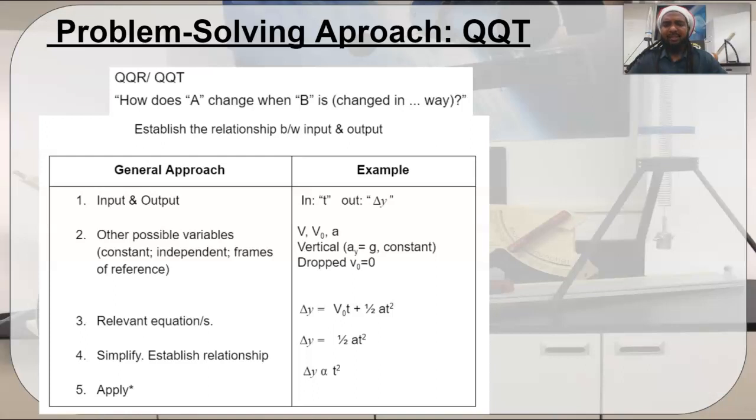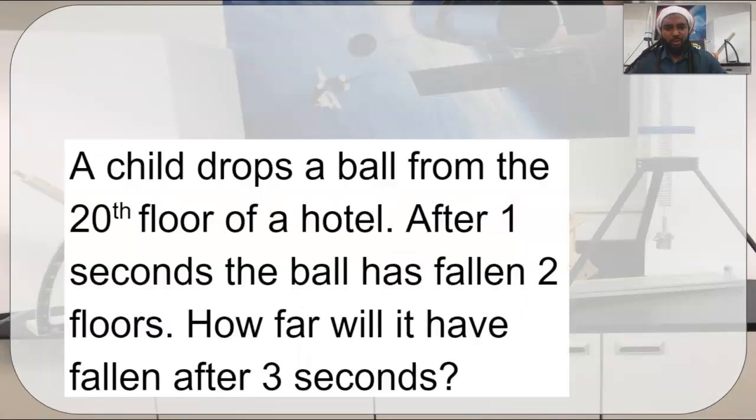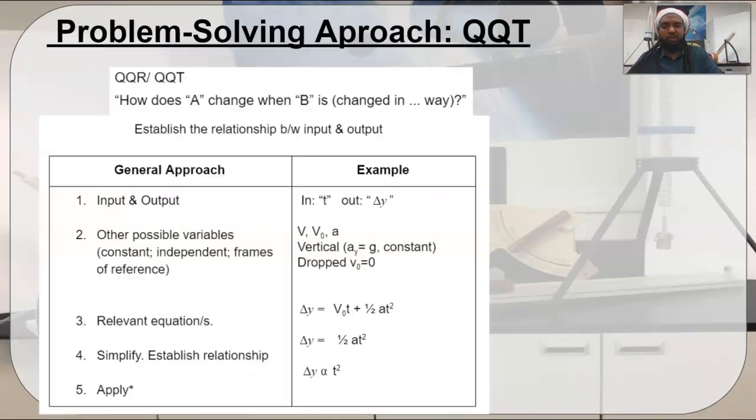Number 1, identify what is your input, what is your output. Now in this case, time is our input. We had 1 second, it fell 2 floors. We have 3 seconds, it falls how many floors? So time is our input. Our output is how far it fell. Now in the context of this unit, how far it fell is a displacement, falling vertically. That's a vertical displacement. Delta Y is what we're looking for. Input and output, step 1.